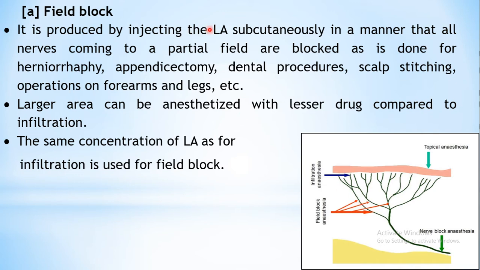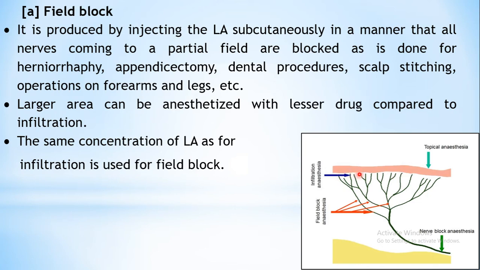Here, local anesthetic is injected subcutaneously in such a way that all the neurons coming to this field are affected. If your local anesthetic is injected in this area, this entire field will get affected. So you are injecting here, and these neurons are supplying these areas, right? So this entire field where these neurons are supplying, all these neurons will get blocked. The conduction across all these neurons will get blocked. You can see that the area of involvement over here is a little bit higher, isn't it?